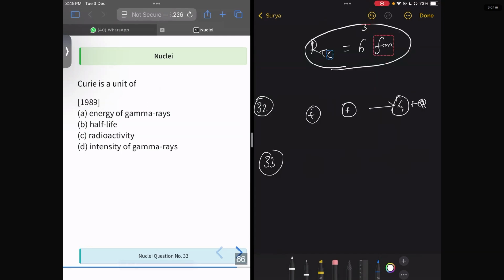33. Curie is the unit of what? Madam Curie is famous for radioactivity. Curie is the unit of radioactivity. So option C is the right answer. Next question.